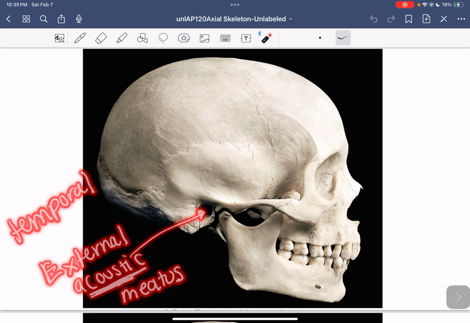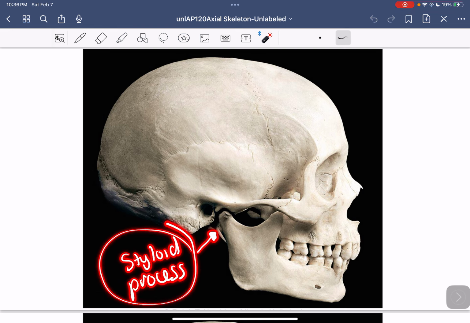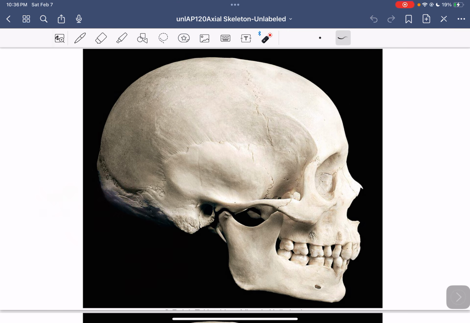Posterior to the external acoustic meatus, so this direction, we have this bump here, which you can feel on yourself. This is the mastoid process. Here's our mastoid process. And then we also can see that we have a really sharp portion of the bone that's kind of over here, so you can kind of see it right there, right? This is our styloid process. So remember, think back. Where else have we seen this term? We saw it in the ulna and the radius. So this is our third time learning it here, but this is specifically of the temporal bone.